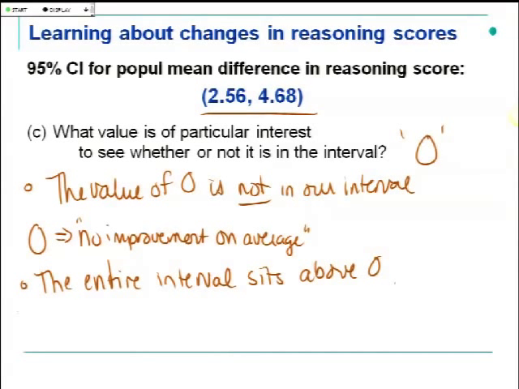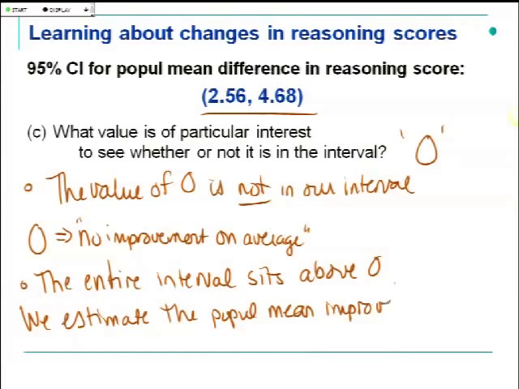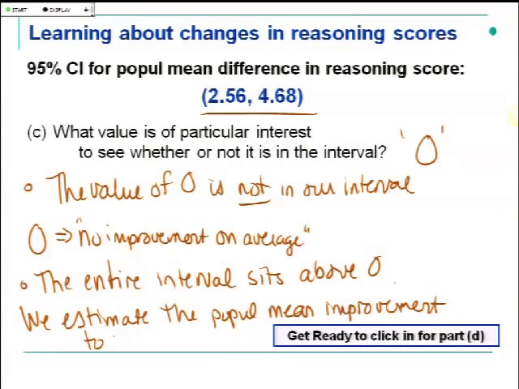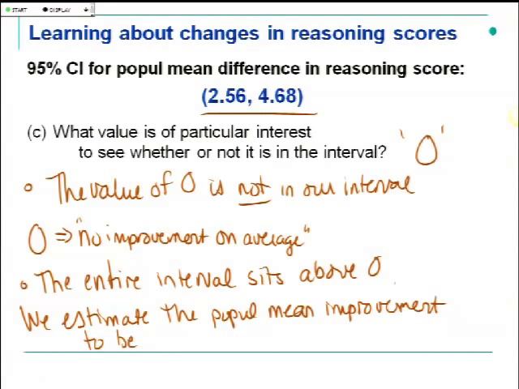And let's even maybe write out a statement for interpreting the interval. What do we estimate? We estimate the population mean improvement in reasoning to be between 2.56 and 4.68 points. We can put in there with 95% confidence, that's fine. In fact, that with 95% confidence is what is asked about in Part D, and that's your first clicker question of 2 today. There'll be one more coming up in a moment.